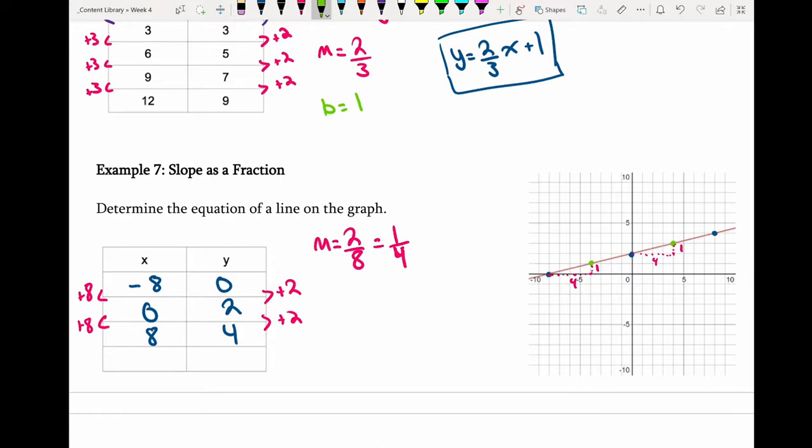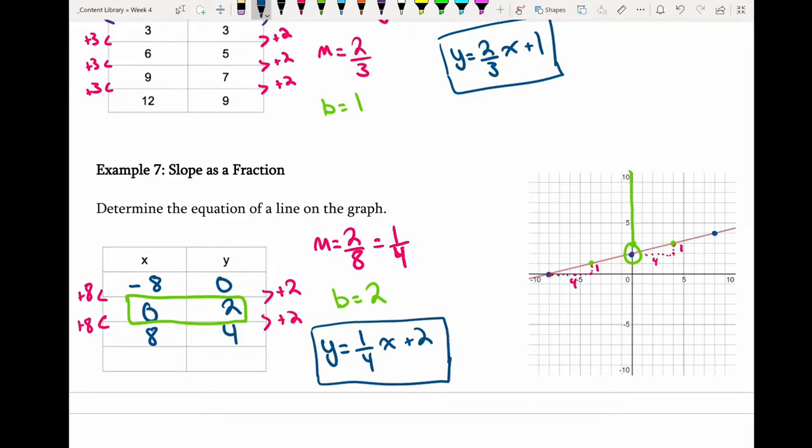If I want to find my b value, I find when x equals 0, what is the y value? Or I can go right to my graph and go down the y-axis and see where it crosses. In both cases, it should be the same thing. So the b value in this case is 2. I'm just going to take these two values and plug them into my equation. So 1/4x plus 2 is my equation of this line.